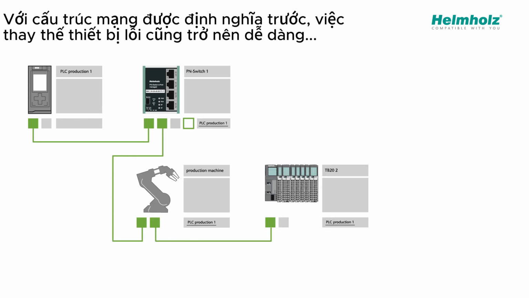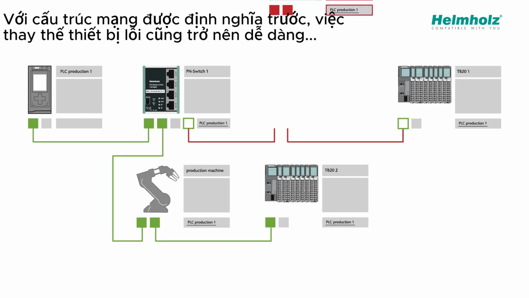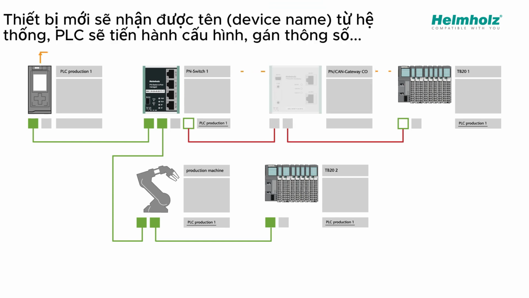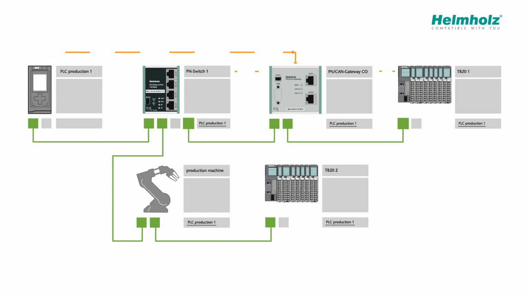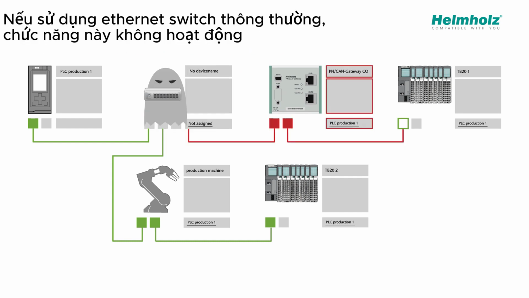A predefined network topology also enables you to replace defective devices during running operation. If this is available, the new device receives its name from neighboring devices on the bus and the PLC handles configuration, parameterization and startup of the new device for you. This saves both time and money each time a device is replaced. If you're using a standard switch without Profinet functionality on your network, the function just won't work.